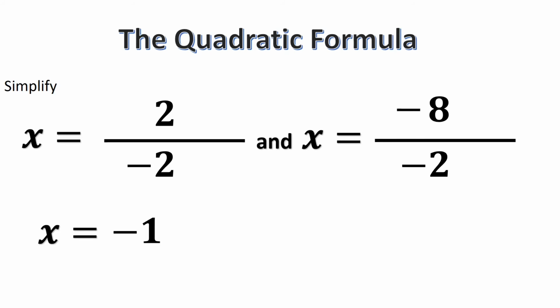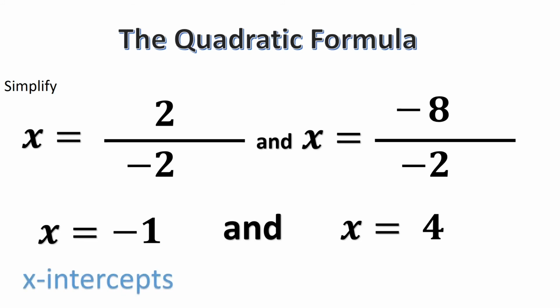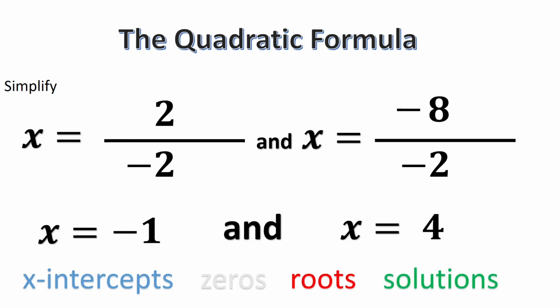We all know that 2 divided by negative 2 simply simplifies to negative 1. And we have a negative 8 divided by a negative 2, which is a positive 4. And so our x-intercepts, zeros, roots, or solutions, either name will do, are x equals negative 1 and x equals positive 4.